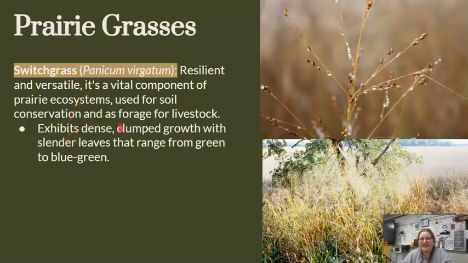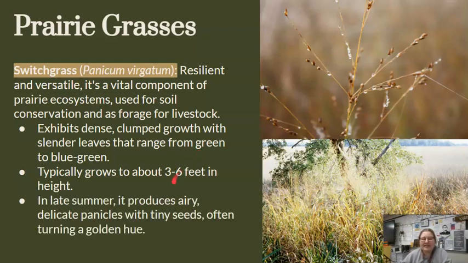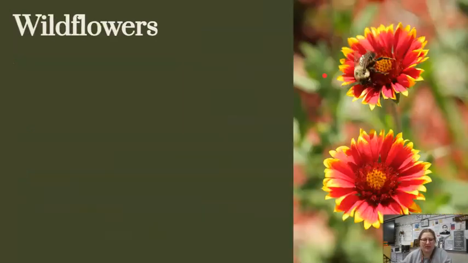So it has dense clumped growth with slender leaves that range from green to blue-green. Typically grows to about 3 to 6 feet, so still kind of tall, but not like a tall grass. And then in late summer, it produces airy, delicate panicles, these little things right here, with tiny little seeds, and they often turn a golden hue, so that's what we're seeing right there.